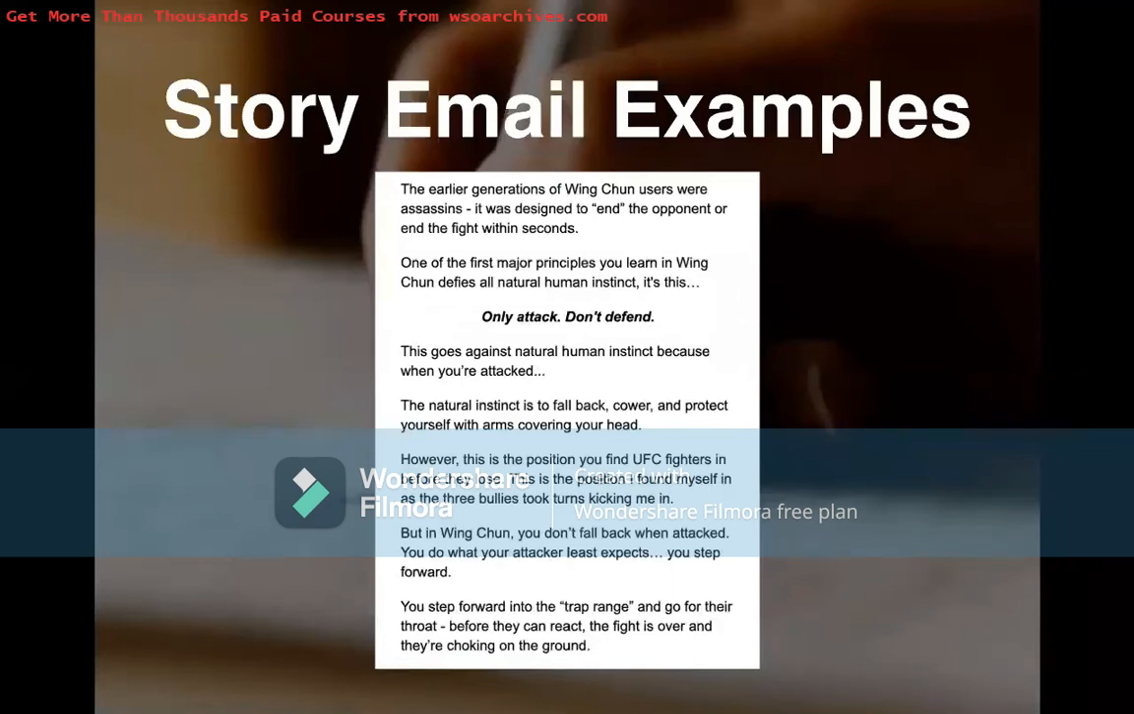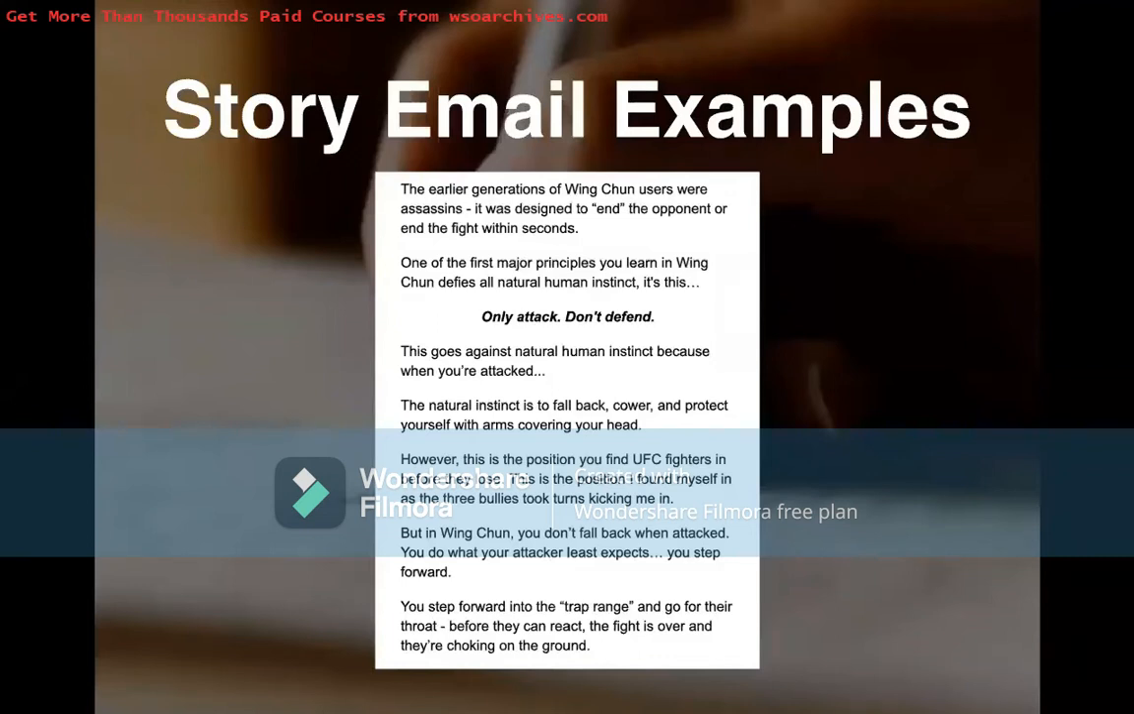One of the first major principles you learn in Wing Chun defies all human instincts. It's this: only attack, don't defend. This goes against all natural human instinct because when you're attacked, the natural instincts are to fall back, cower, and protect yourself with arms covering your head. However, this is the position you find UFC fighters in before they lose. This is the position I found myself in as the 3 bullies took turns kicking me.